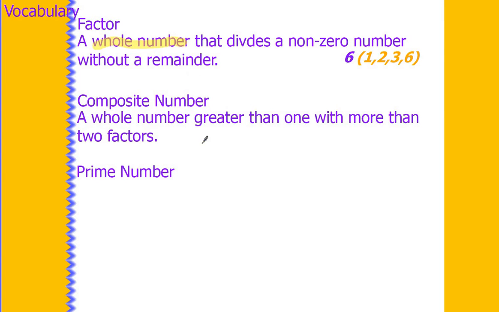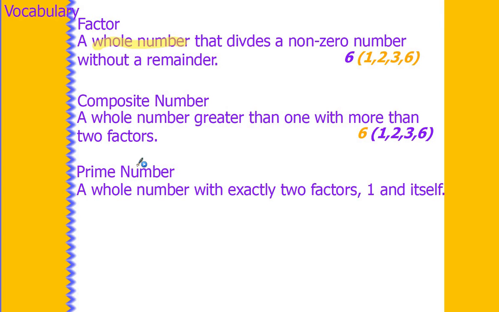A composite number is a whole number greater than 1 with more than 2 factors. Okay, so 6 would be a composite number because it has 1, 2, 3, 4 factors, so it is composite. A prime number is a whole number with exactly 2 factors, 1 and itself. So for example, 2. The only factors of 2 are 1 and 2, so 2 has to be prime.